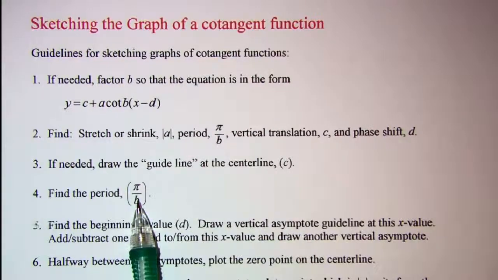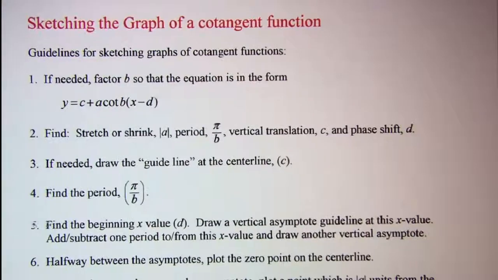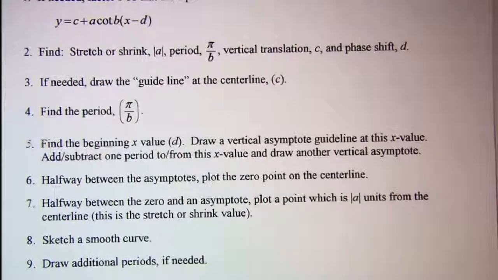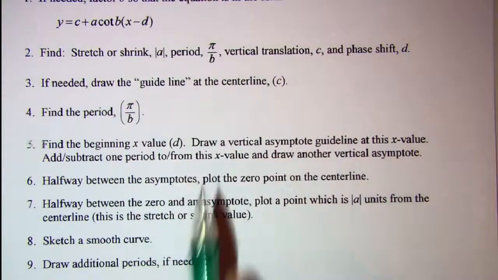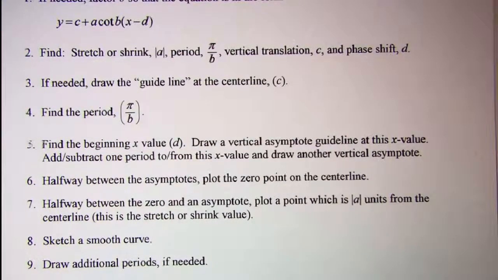Find the period of our function. The basic cotangent function has a period of pi. So if our B value is something other than 1, we need to calculate the new period of our function. Find the beginning value, that's our D, our phase shift, and we draw a vertical asymptote guideline at that x value. Then add or subtract one period to and from this x value and draw more vertical asymptote guidelines.